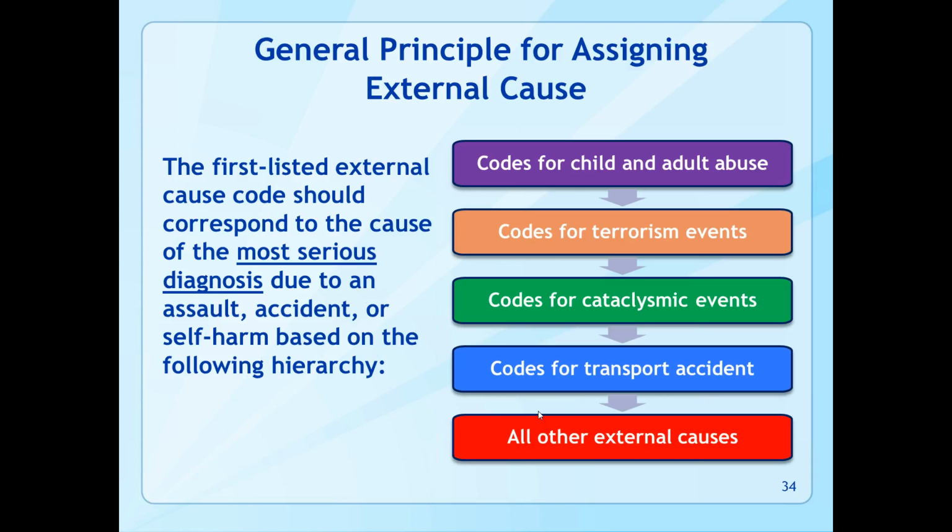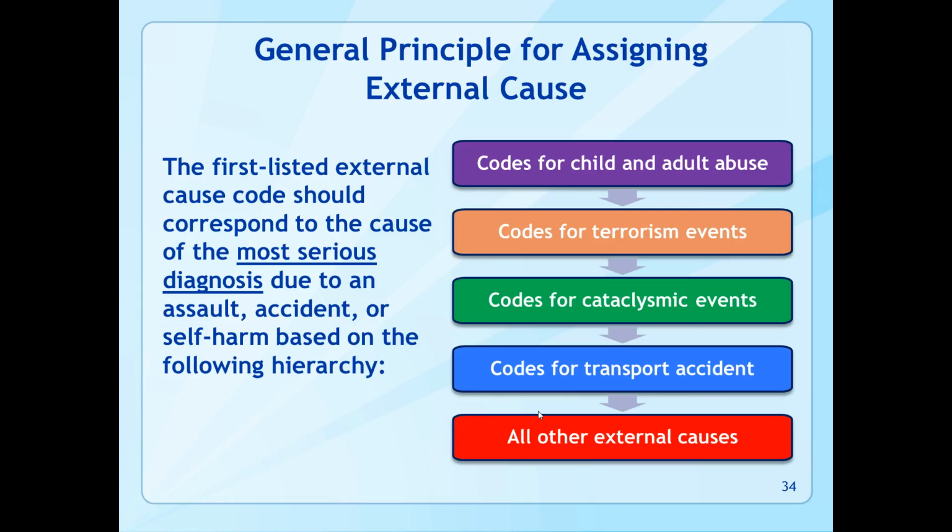For people who do medical records coding, the sequence is really important. The way that the sequence should be considered is that the first listed external cause code should correspond to the cause of the most serious diagnosis due to an assault, accident, or self-harm, but based on this hierarchy that's shown here. That is, the codes for child or adult abuse take precedence over codes for terrorism events, for cataclysmic events, for transport events, and then for other types of external causes.